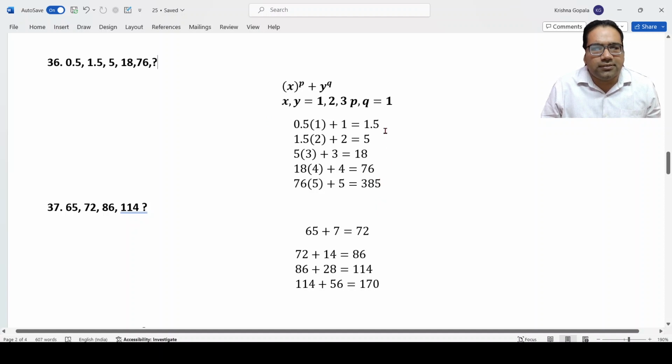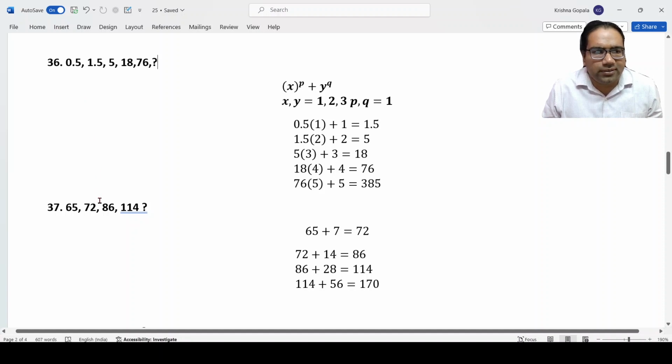A lot of problems nowadays in these exams we are getting in this format: into x power raised something plus y power raised something. In this case, p and q, the power raised is not there, so both are 1. In this case, into 1 plus 1, into 2 plus 2, into 3 plus 3, into 4 plus 4. X and y are 1, 2, 3, 4, 5, 6, whatever. This is an easy problem only. This kind of problems we should be able to spot just by looking at two numbers. 18 and 76 means 18, 4 plus 4. 5 and 18 means 5 into 3 plus 3. When we practice more problems, we should be able to figure out these relations.